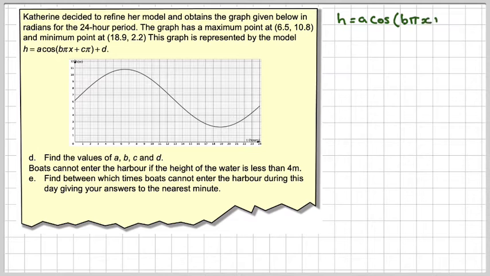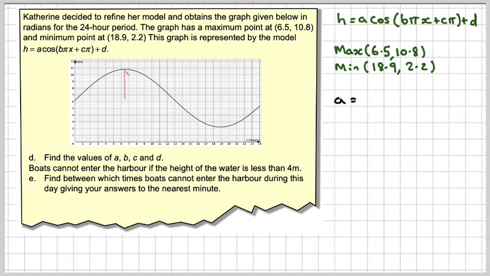Okay, so we've got our model here. We know there's a maximum, so the maximum point will be at (6.5, 10.8), and the minimum will be at (18.9, 2.2). Now a represents the amplitude of the cosine graph, so we take the highest h value and the lowest h value, subtract them, and then take the halfway point, which gives me 4.3. So a has to be 4.3.